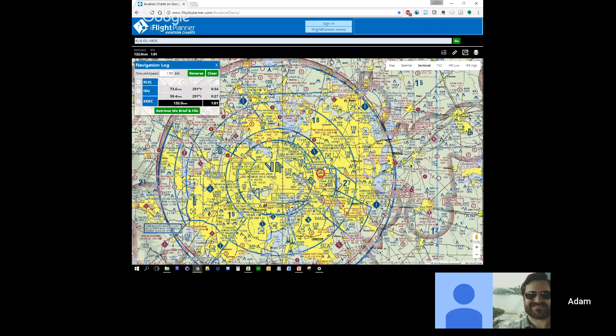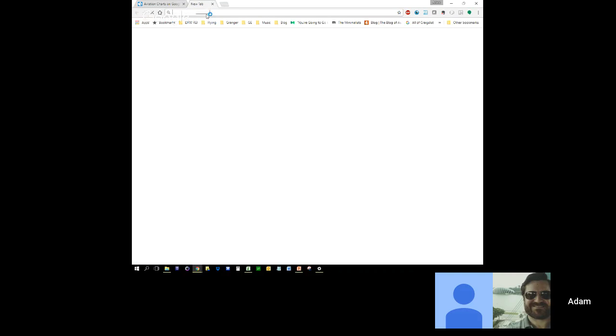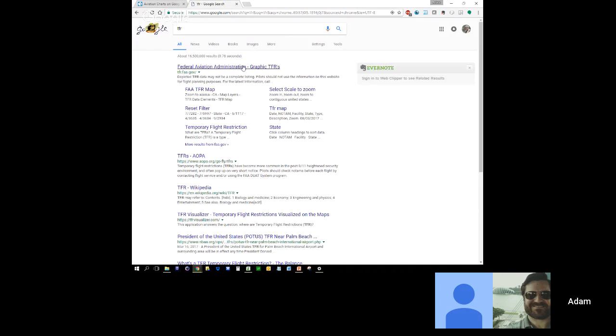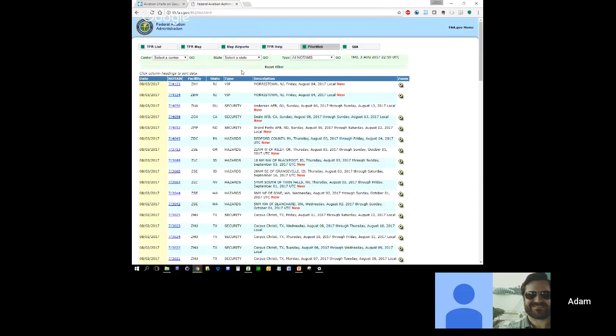Now, many commercially available services like this website I'm on will overlay them on the chart. But there really is only one source of data that you should trust, and it's at tfr.faa.gov. This is technically, legally speaking, the only source for TFR information.